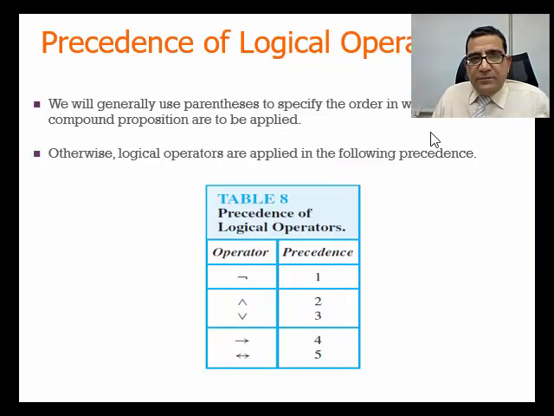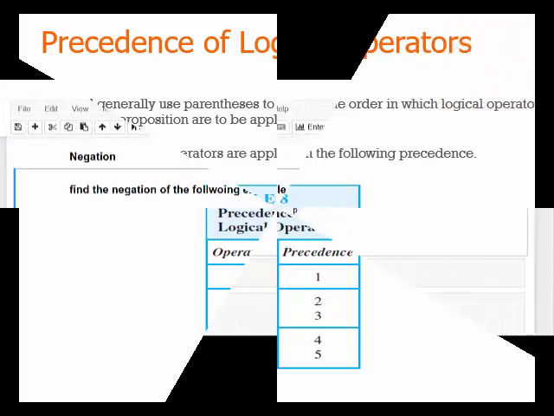So what is the precedence of logical operators? What are the priorities here? As we see here, the negation is the first priority, then AND, then OR, and then implication, and then biconditional. This is very important when executing any logical operation.